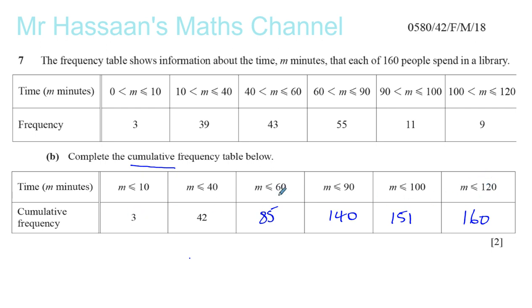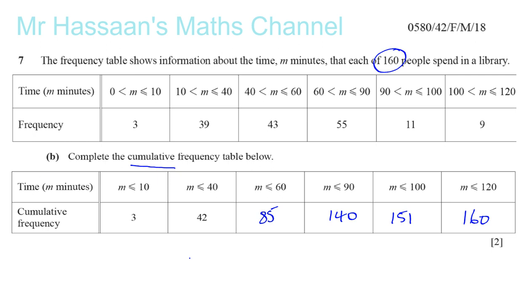Okay, so that's where this cumulative frequency table comes from. Basically, you're just finding the cumulative frequencies, adding together the frequencies, and the number here, 160, must be the same as the number in the survey. So the sum of these numbers must be 160. Okay, so if you don't get 160 here, you know there's something that you've done wrong.